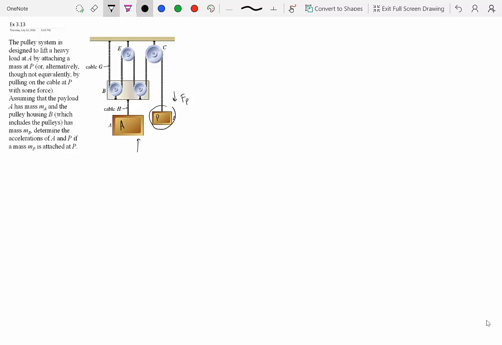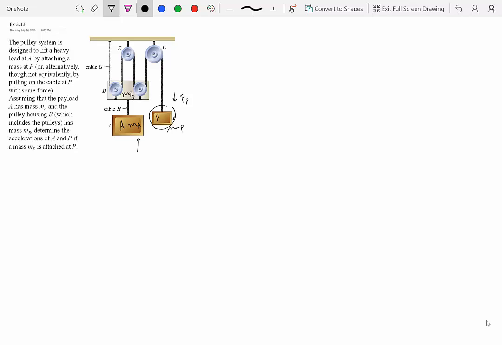Assuming that the payload A has mass ma, so we know the mass of this, and the pulley housing B, which includes the pulley, has mass mb, so this has some mass too. Determine the acceleration of A and P if a mass mp is attached at P. So we have mp as well. So we have three particles. So we have ma, we have mb, we have mp. Those are the masses of the three particles, and we're looking for acceleration of A and P.